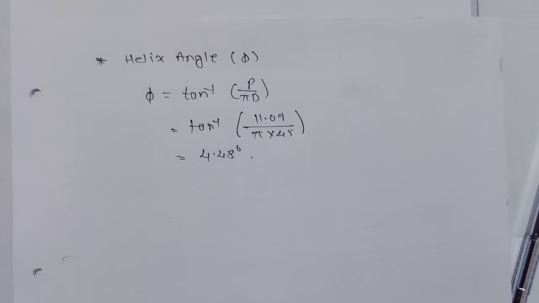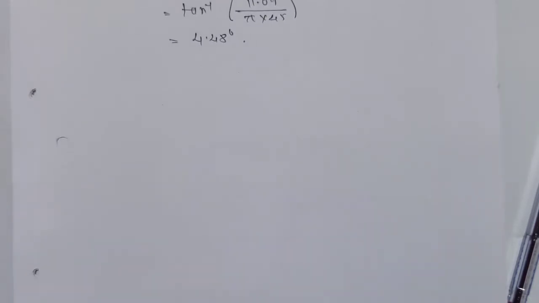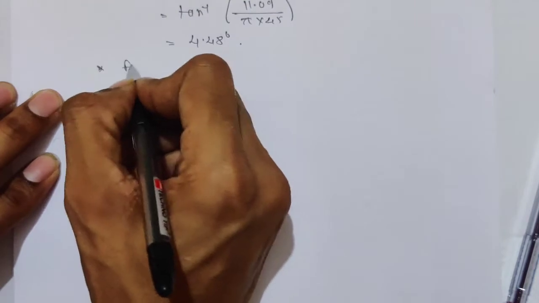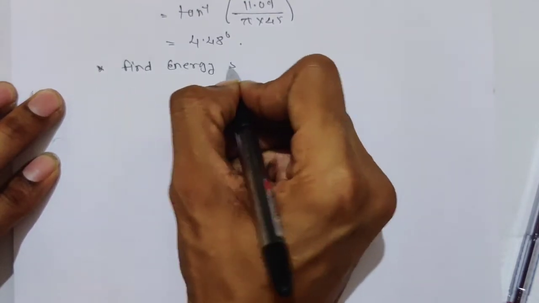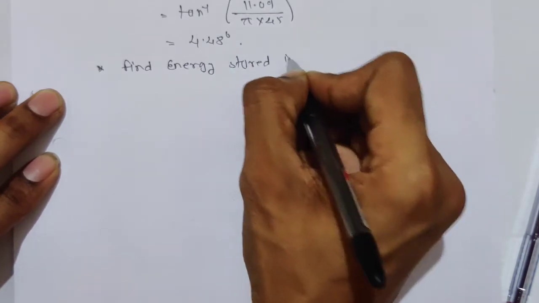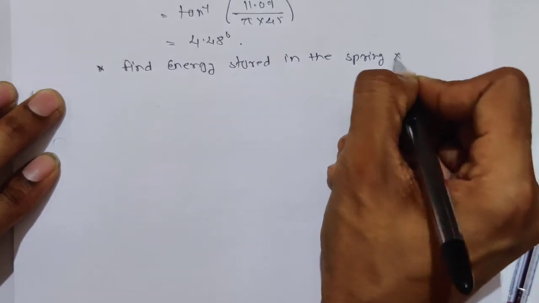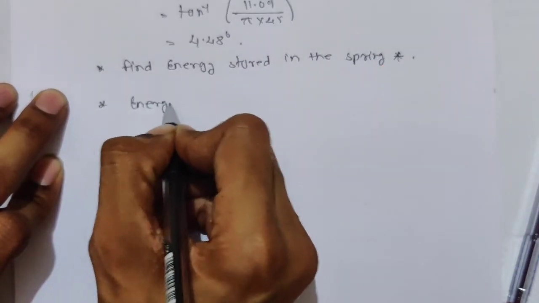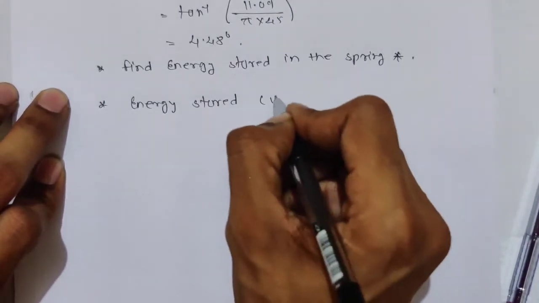After finding d, it is the same as the static approach, but sometimes they add one more thing: find the energy stored in the spring. This is the question, find the energy stored in the spring. So energy stored is nothing but resilience. They ask for resilience, that is U.